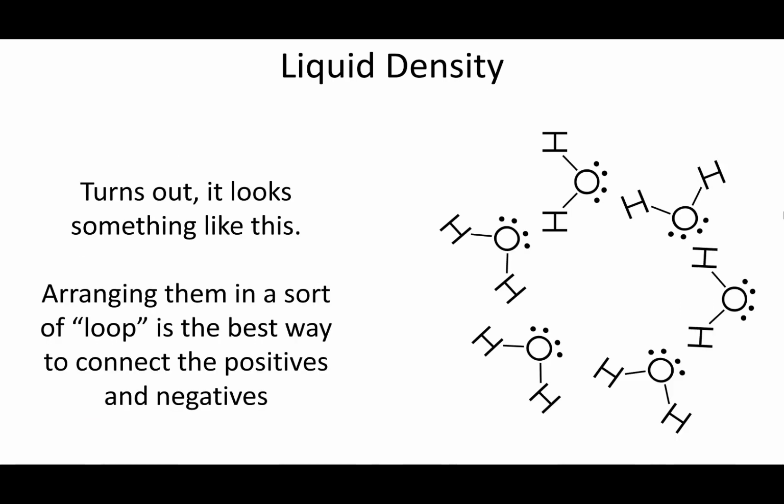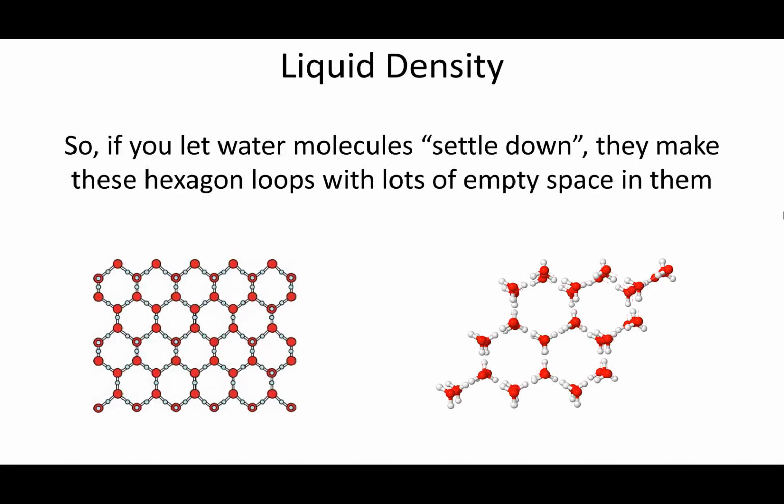And it turns out it would look something like this. They would form a sort of loop. That would be the best way to connect every single negative to a positive. So if you have a bunch of water molecules and you let them stop moving and settle down, they're going to form these hexagon loops that have a lot of very empty space inside of them.